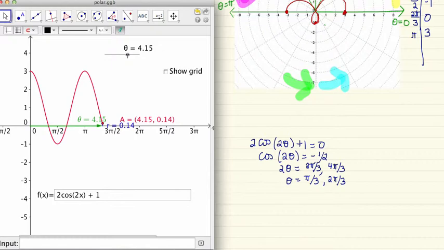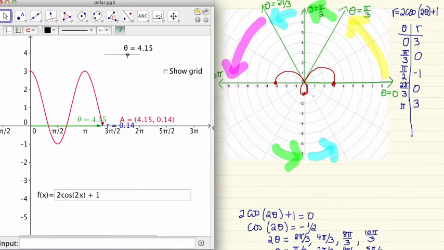So I can get the next one by just adding 2 pi to the ones that I have. So if I add 2 pi to 2 pi/3, that's 8 pi/3. And I might as well do it with the other one as well. So 4 pi/3 plus 2 pi is 10 pi/3. And that's 2 theta, so theta would be half, so 4 pi/3 and 5 pi/3. So 4 pi/3 is the next one on my list. And I'm going to have r equal to 0 there.